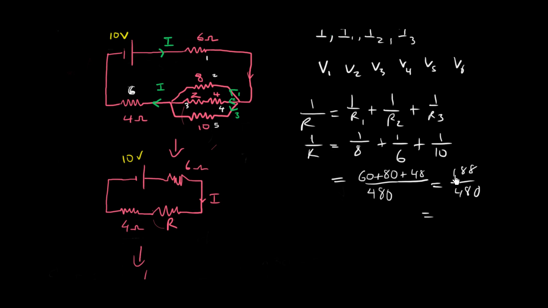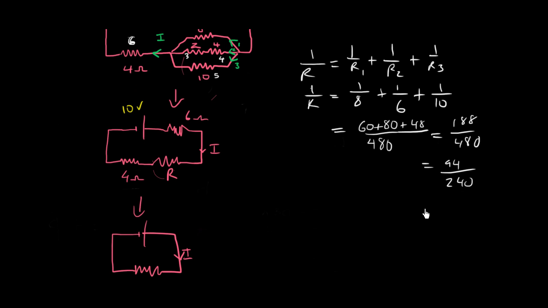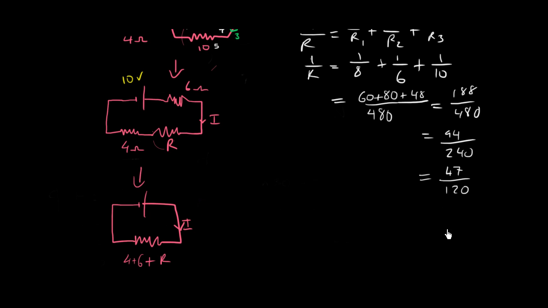What do we get if we divide that by 2? Well, 188 would be 94, and 480 would be 240. Let's do it again. 94 would be 47, and 240 would be 120, so that's going to be 47 over 120. And I'm not sure if that can be reduced anymore.